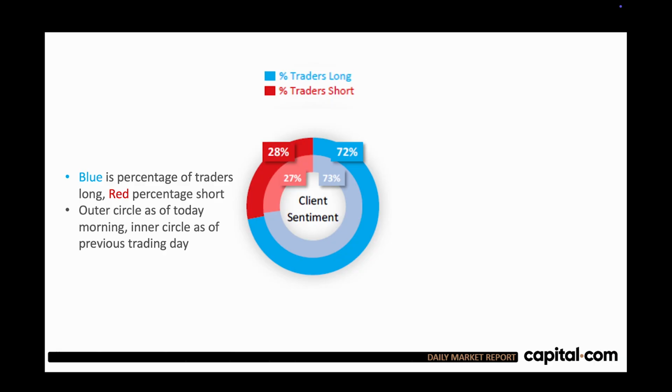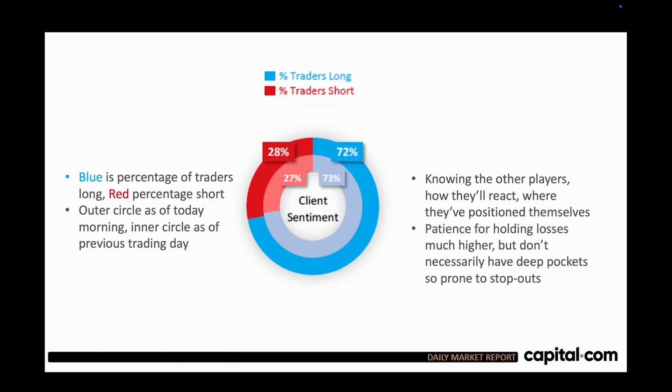If you're seeing this on a Monday, for example, the previous trading day is going to be a Friday for gold, but if it's a cryptocurrency like Bitcoin or Ether, then the previous trading day will be Sunday, because we do capture price as well as sentiment over the weekend. It's important to know where other players are, how they react, and where they've positioned themselves. Of course, they have more patience for holding losses, but they don't necessarily have deep pockets, so they are more prone to stop outs.